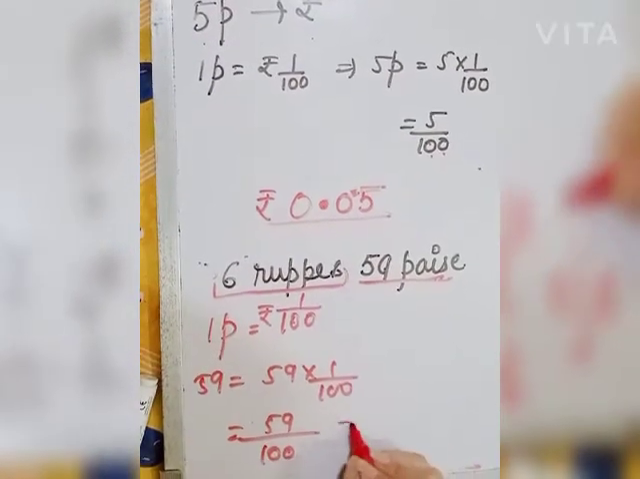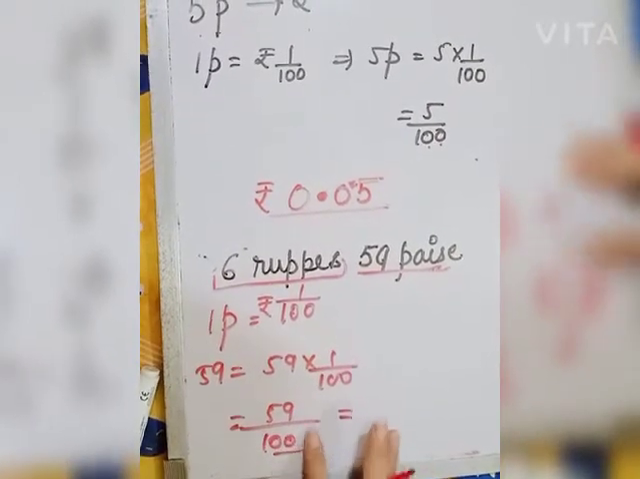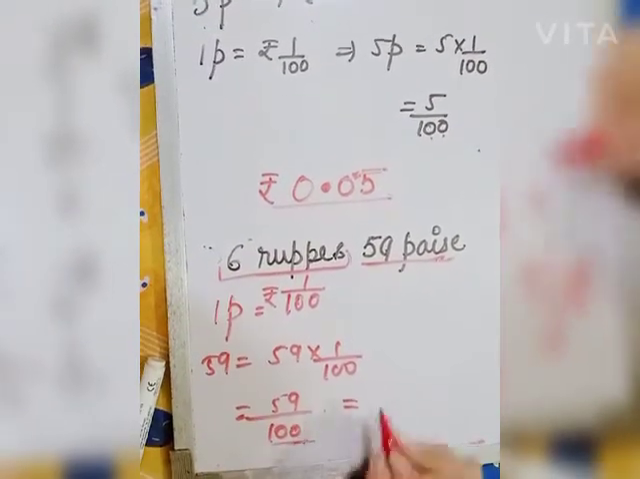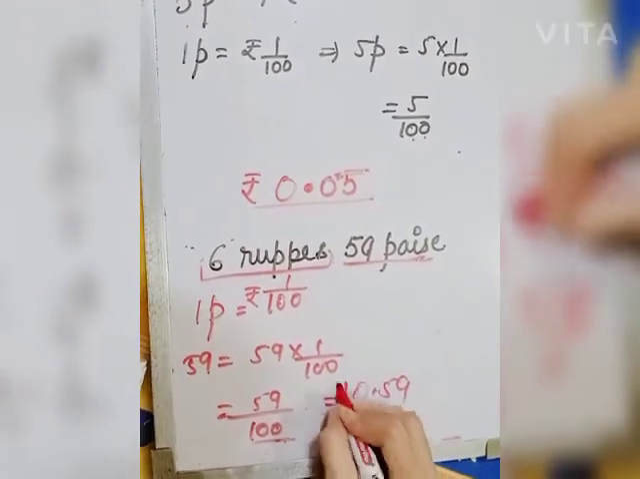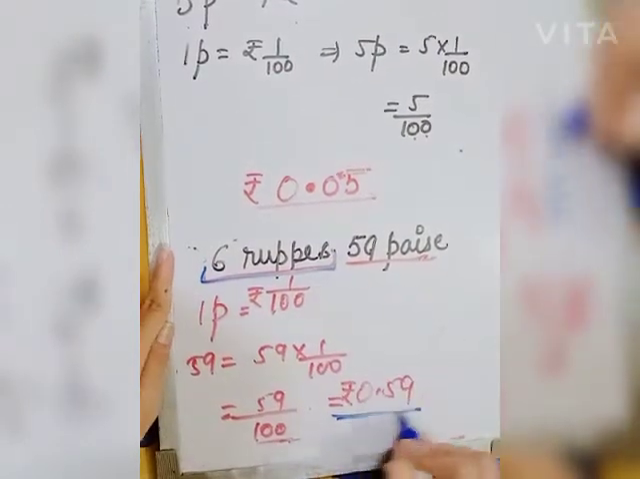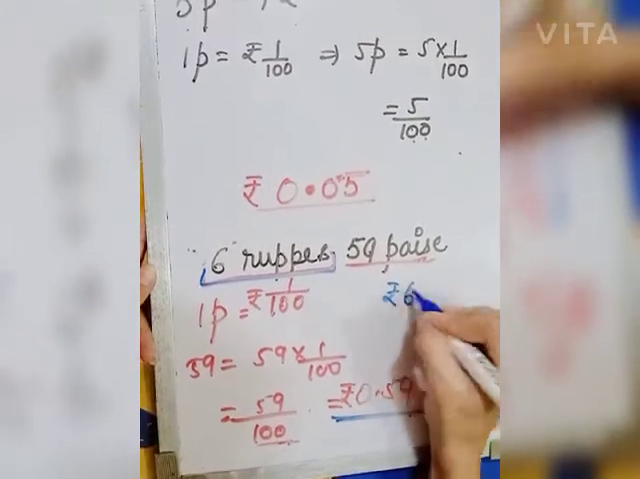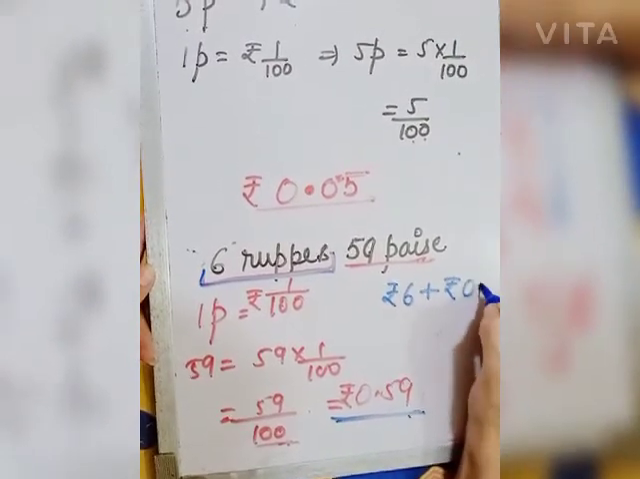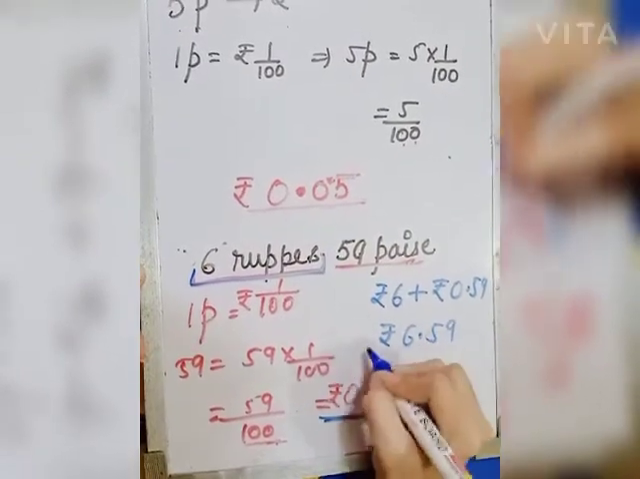क्या करेंगे, we will put 0 point before the 2 digit, क्योंकि नीचे 2 ज़ीरो हैं. It will be 0.59 rupees. Now we already have 6 rupees and this we got in rupees, so add these two. 6 rupees plus 0.59 rupees, so you will get 6.59 rupees, and this is the answer.